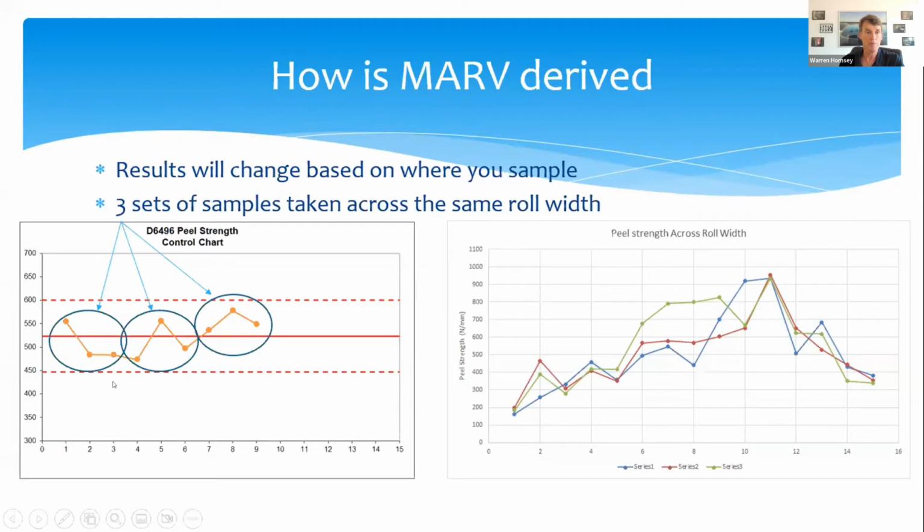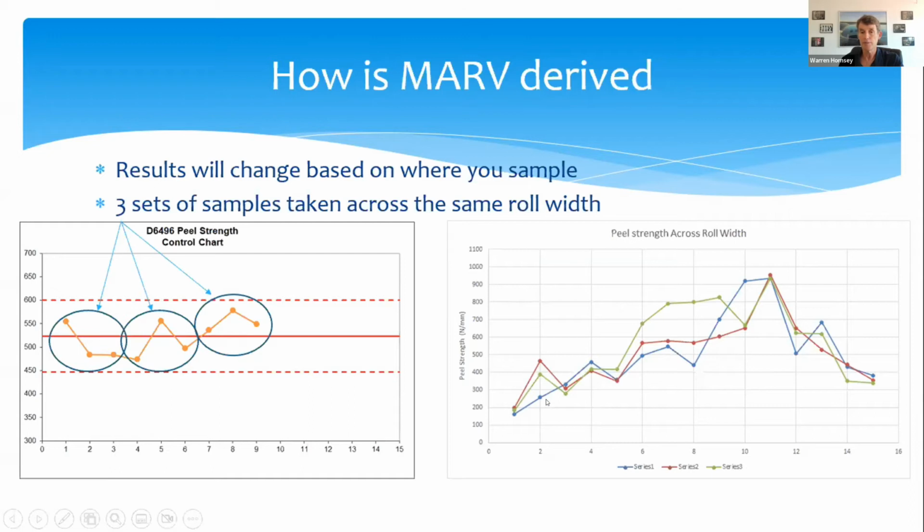So we tripled the amount of testing. And what you can see in each of these circles is a section of roll, 300 millimeters long, where we've taken 3 specimens. And you can see the variance in the strengths across those 3 specimens. The second section, the next 300 millimeters on that same roll, the variability is quite high. The next 300 millimeters, again on the same roll, you can see the values are changing. And you can see across the roll width how the peel strength varies.